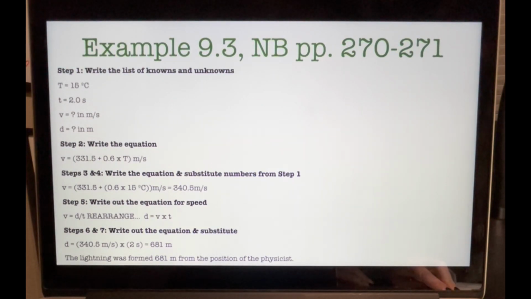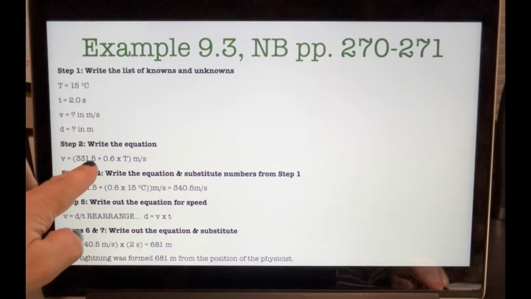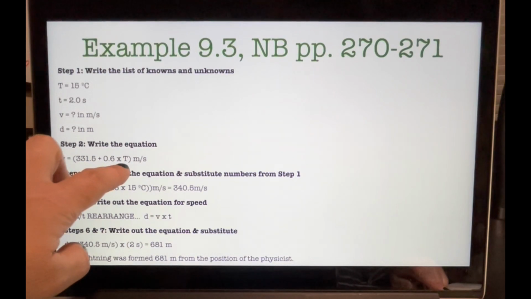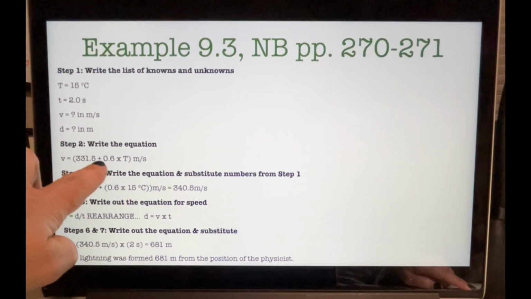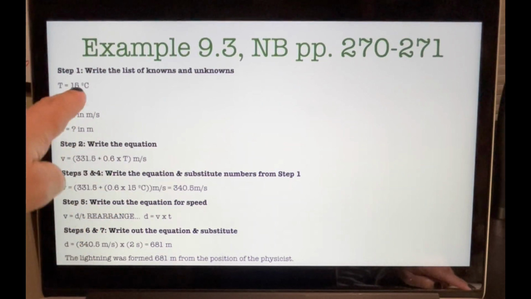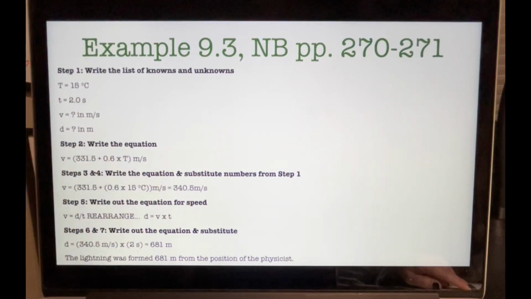Step 1 is always write the list of knowns and unknowns. We know the temperature was 15 degrees Celsius. It took 2 seconds in time. We're trying to solve for the speed and the distance. Step 2, write the equation. The speed equals 331.5 plus 0.6 times the temperature in meters per second. Steps 3 and 4, write the equation substituting the number from step 1. So again, we have 331.5 plus the quantity 0.6 times 15 degrees Celsius. That gets 340.5 meters per second.